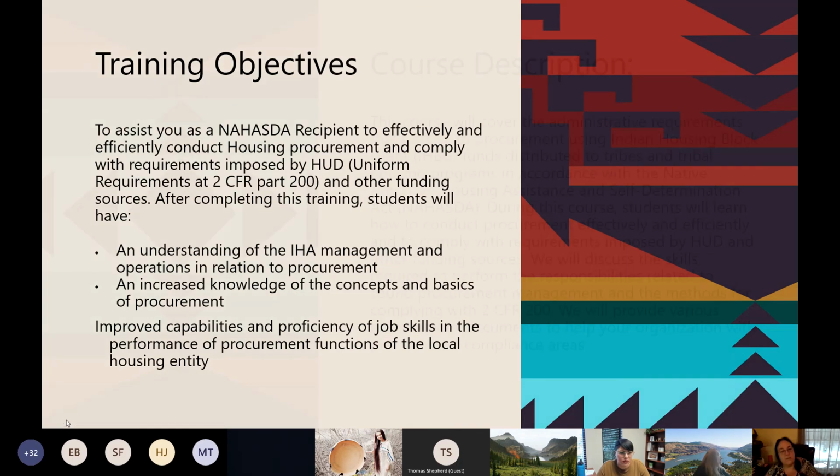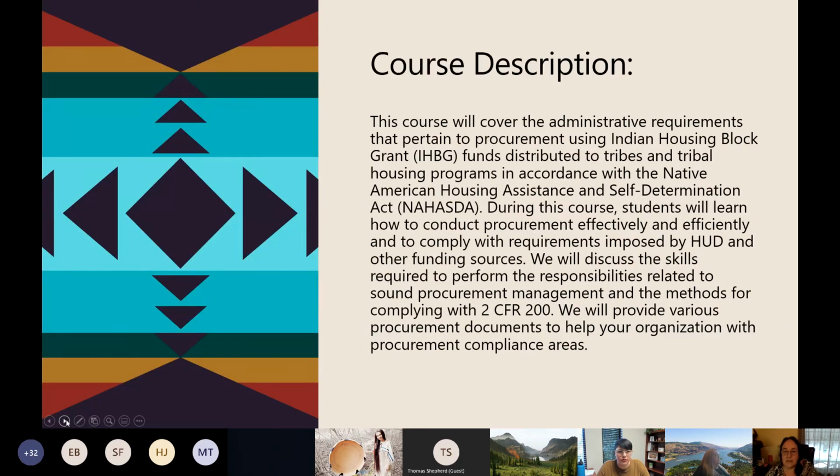So hopefully we'll give you some tools to make it a little bit easier. It will cover the administrative requirements during the course. You'll learn different ways to conduct procurement effectively and efficiently. We'll discuss some of the skills required to perform those responsibilities in relationship to that.